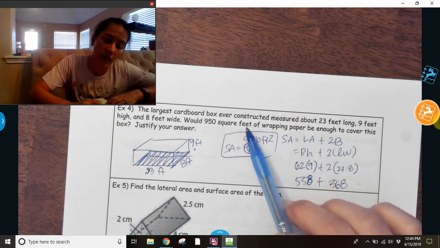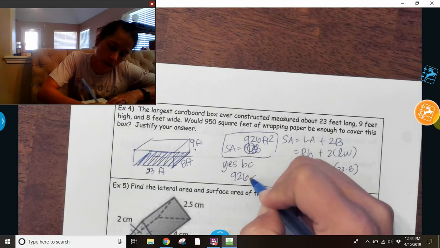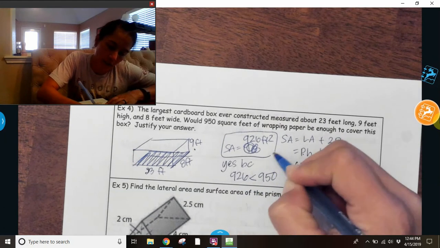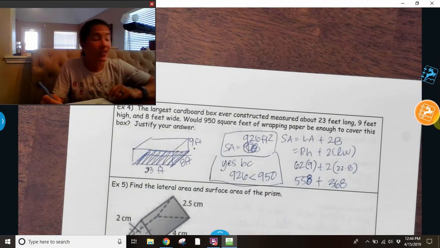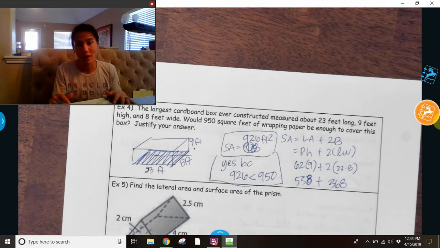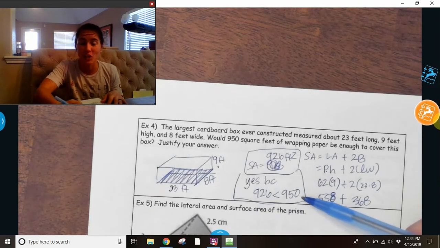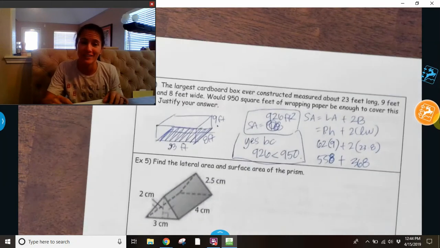So my question is, do we have enough wrapping paper? And the answer is yes, because 926 is less than 950. So we have enough wrapping paper to cover this cardboard box. It says multi-step, 2 steps. Find the surface area and then determine, do we have enough paper to cover it?